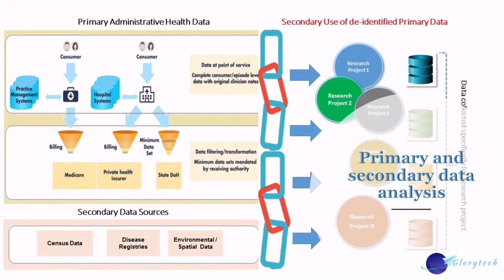Primary and secondary data analysis. A researcher or a group of researchers collect primary data for the specific goal or analysis in question. Secondary data analysis, on the other hand, is the utilization of data that has already been obtained for another reason.